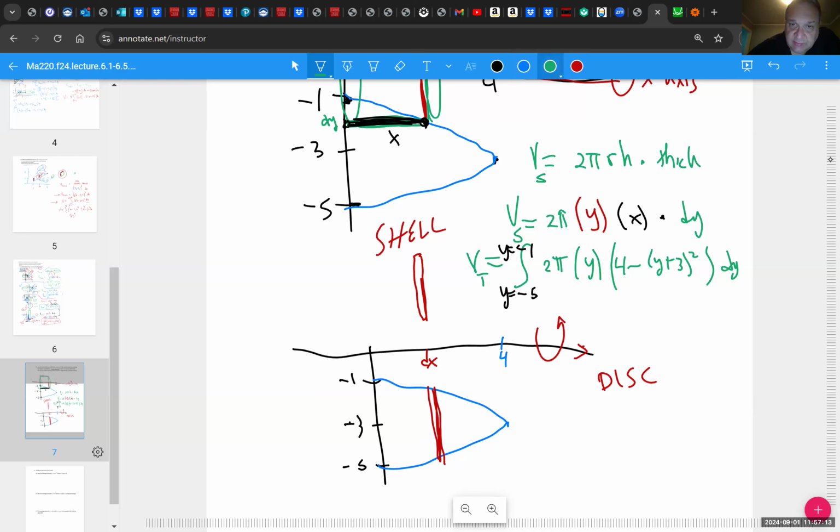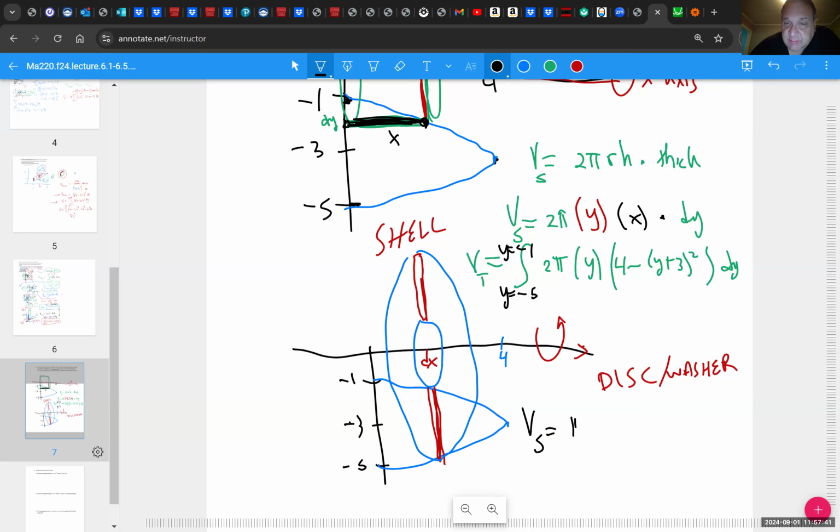And if we want, we can draw in some circles so we can see what's going on here. That's the inner circle, which is the hole, and here's the outer, so that's like a disk inside of a disk. Some people call it a washer method. Whatever you want to call it, it's going to be pi r squared for the outside, the big one, minus pi r squared for the small one. So the volume of a slice is going to be pi r squared, the big one, times the thickness, minus pi r squared for the little one, times the thickness.